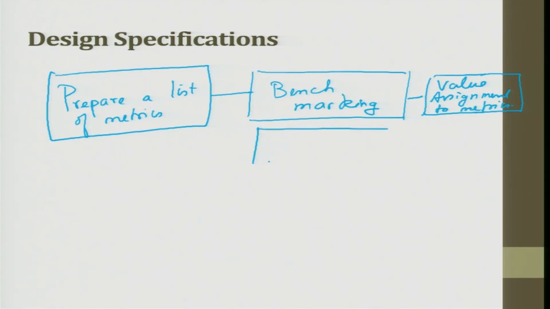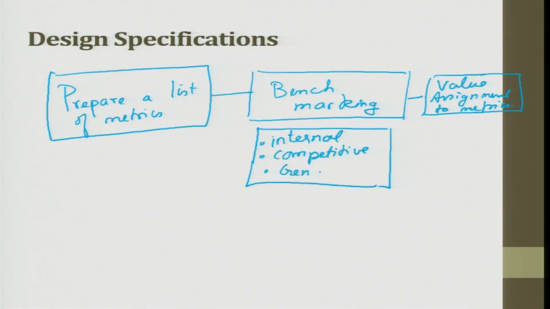So, here you will have benchmarking should be done internally, it should be done competitive and it should be done in generic. So, your benchmarking should be done in all the three levels: internal level, within the company, competitive level and in the generic level.